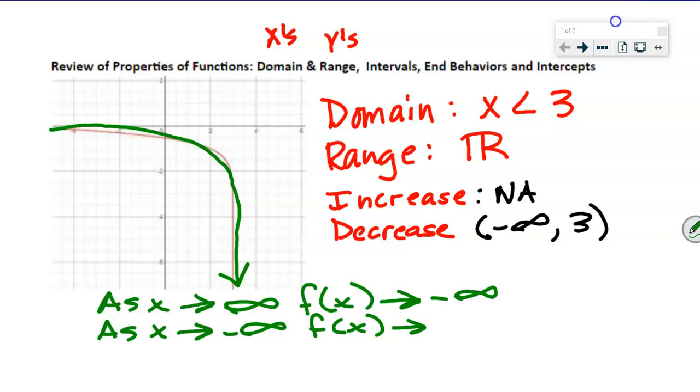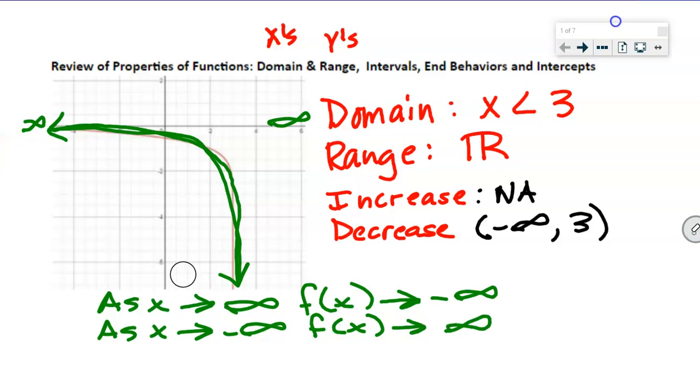Now, as I head the opposite direction and I'm going this way, what's happening? As I head towards this, because this is negative infinity here, and this is infinity, as I head with the x's towards negative infinity, what happens to our f of x? Yes, it's going to keep going up and up and up.